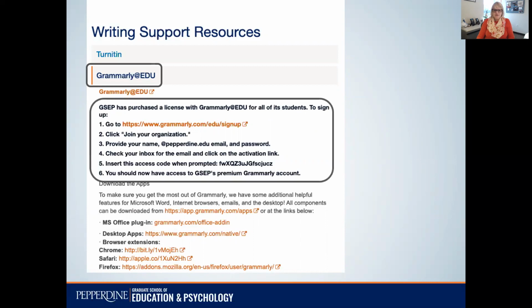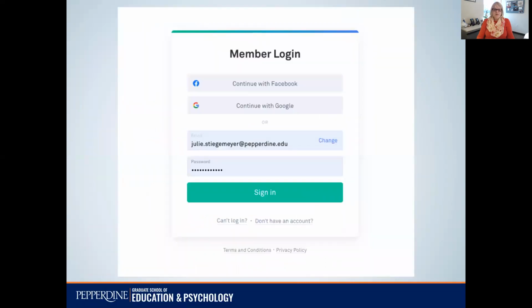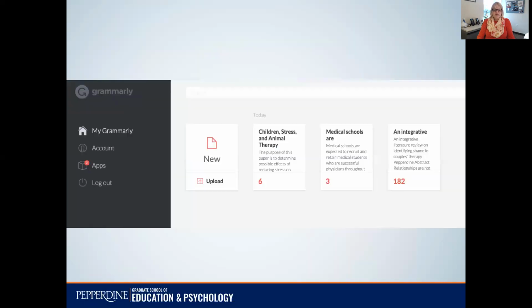And then these are the instructions for how to set up your account. Notice here there is an access code, and you can just copy and paste it when you're setting up your account. But please make sure you check the site. This is a screenshot from today, but it could be that the access code may change in the future. And then once you're logged in, this is how it'll look when you're logging in. And then here you are at your home page.